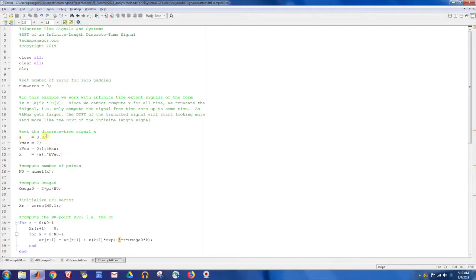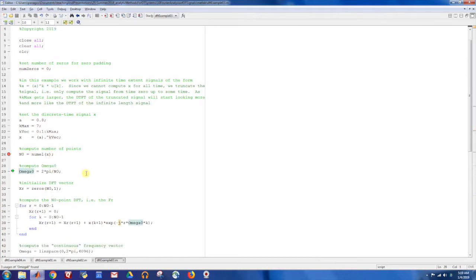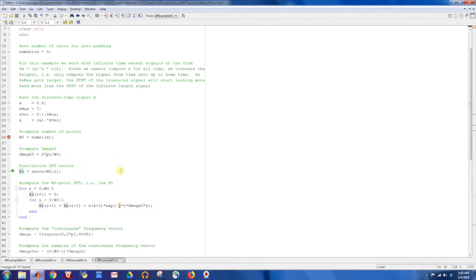And I'm going to go ahead and set a to a value of 0.8. So this is a decaying signal that goes to the right. So go ahead and start running on this. Looks very similar to our other scripts. We'll compute how many samples are in the discrete time signal. We'll compute the sampling frequency, 2 pi over n naught.